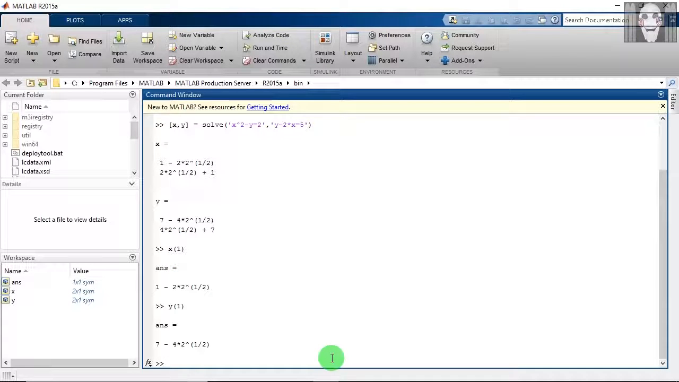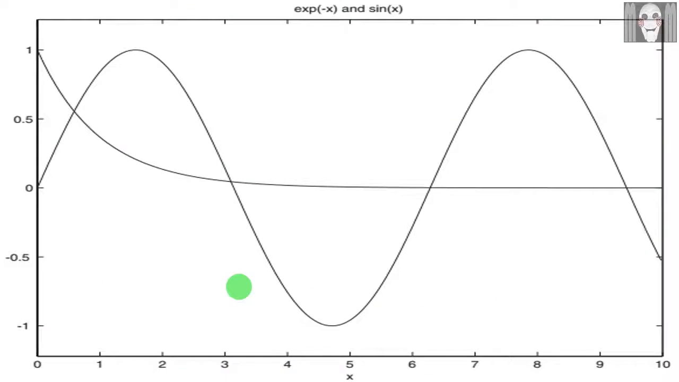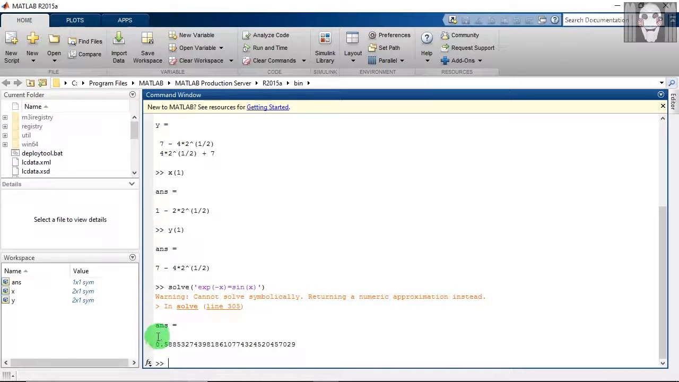So the solve function also works well with exponential and trigonometric functions. Let us see an example. So this is the intersection point of e raised to minus x and sin x. So if you see in this graph, this is the curve for e raised to minus x and this is the curve for sin x, and both these curves intersect at a point which is just above 0.5, which is close to 0.58 as seen here.